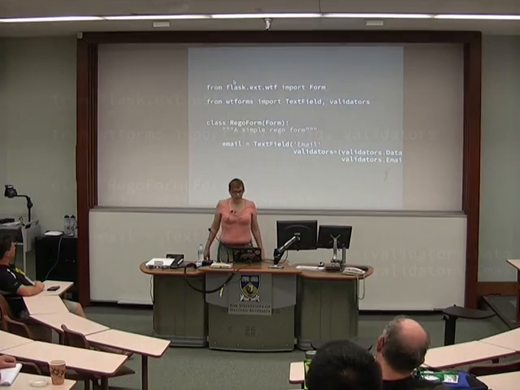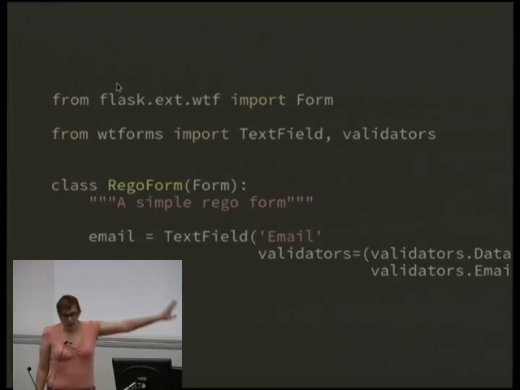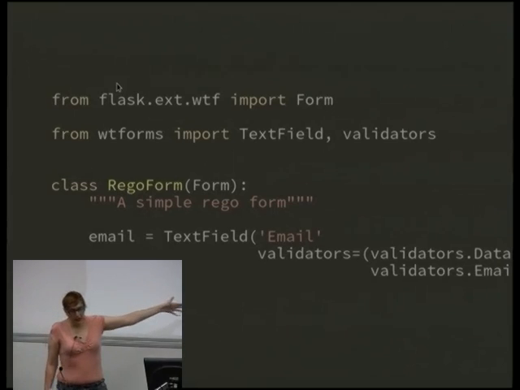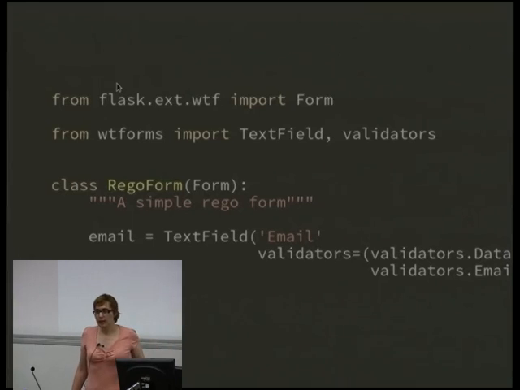We can also chuck in some validators. Yes, I'm sorry, that does kind of fall off the screen. So this is the same thing. The email variable is a text field called email. It has two validators. This is a tuple. One of them is data required, so this field is required. The other being that it should be an email. WTForms gives you probably about 24 of these. Otherwise, you can write your own.